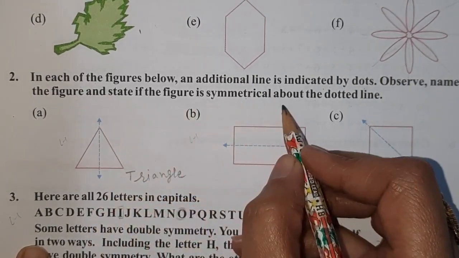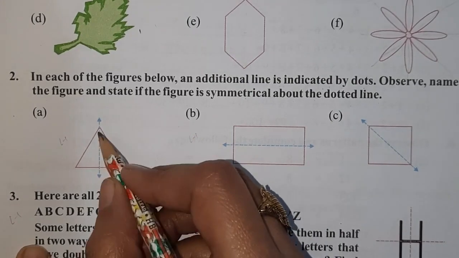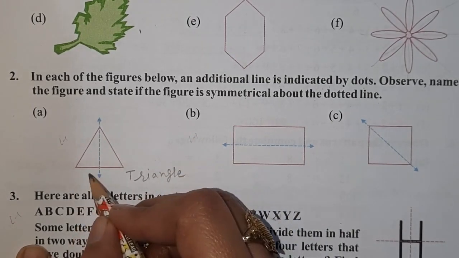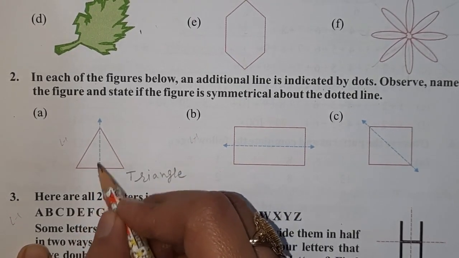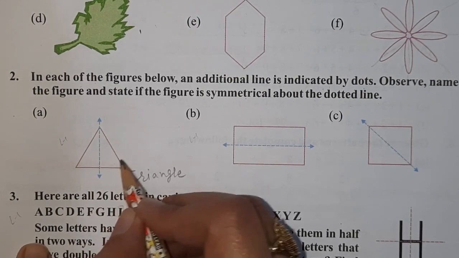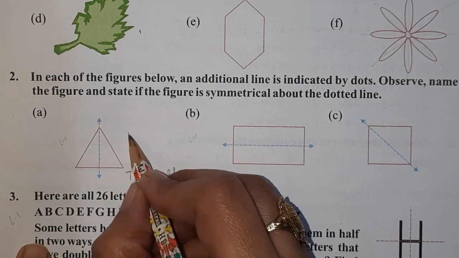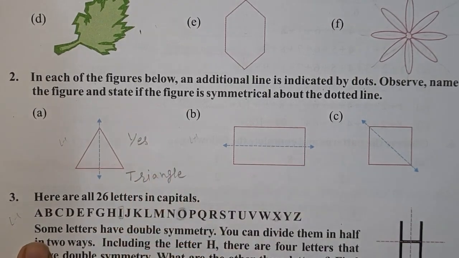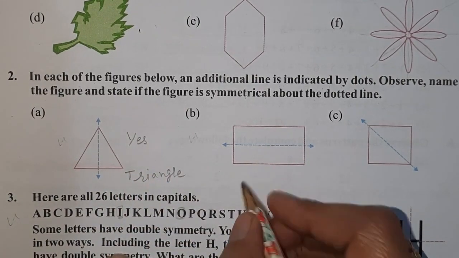स्टेट इफ द फिगर इज सिमेट्रिकल। अब आपको ये बताना है कि क्या इस डॉटेड लाइन पे फिगर सिमेट्रिकल है। डॉटेड लाइन क्या फिगर को 2 इक्वल पार्ट्स में डिवाइड कर रही है? यस। सो इज इट सिमेट्रिकल? यू विल टेल यस। नेम ऑफ दिस फिगर, rectangle.